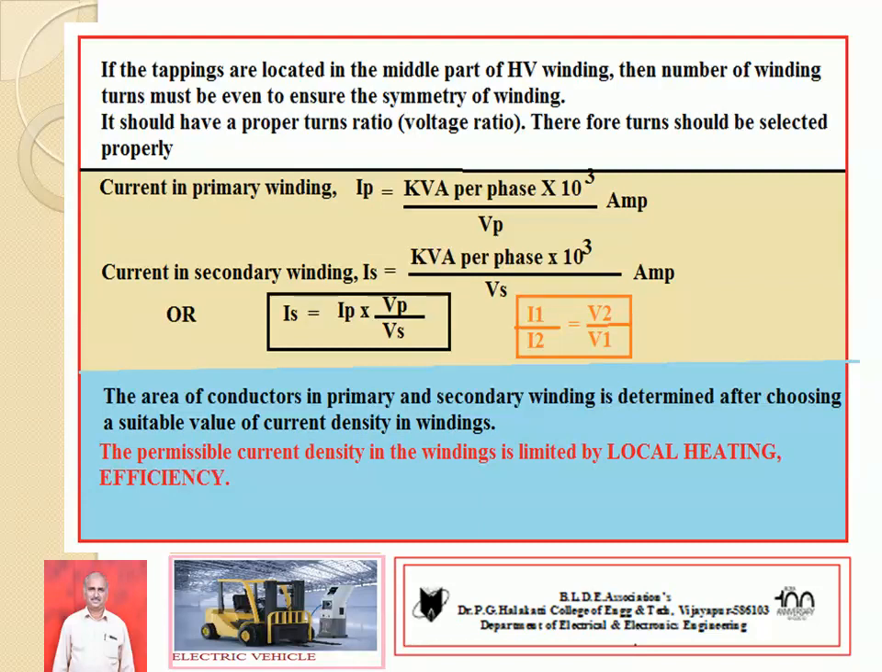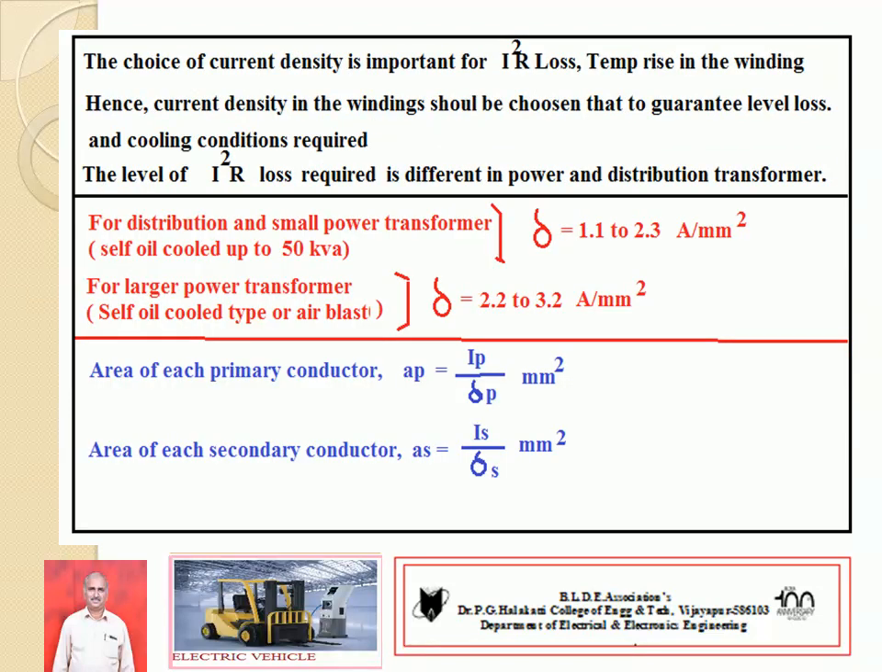What value should we use for current density? What is the limitation of the current density? One fact is local heating and efficiency. Local heating is directly proportional to copper loss. The choice of current density mainly depends upon two factors: one is I square R loss, second is temperature rise in the winding. As the rating of the transformer goes on increasing, we have to select a higher value of current density.